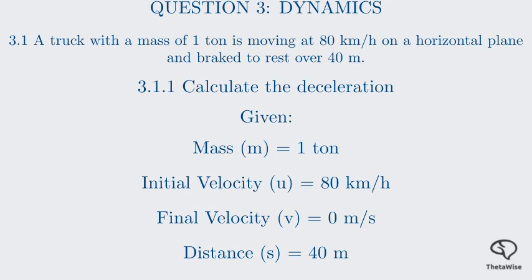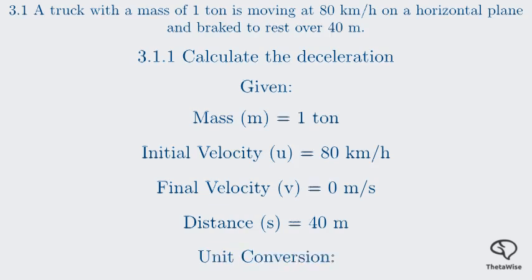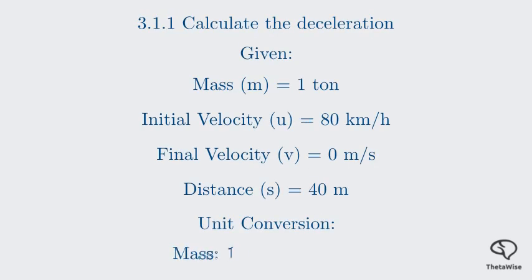SI units. Our distance is in meters, which is good, but our mass is in tons, and our initial velocity is in kilometers per hour. We need to convert them to kilograms and meters per second, respectively. Let's start with the mass. 1 ton is equal to 1,000 kilograms, so our mass m is 1,000 kg.